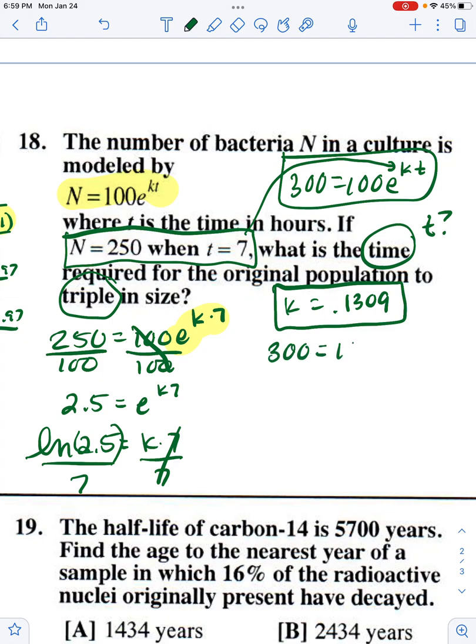Now I can go ahead and answer their question. When will it triple? Meaning go from 100 to 300. So now I don't have two unknowns. I know the K, I just don't know the T. And now for about the fourth time in a row, I'm doing the exact same math because my variable's up in the power. So here we go.